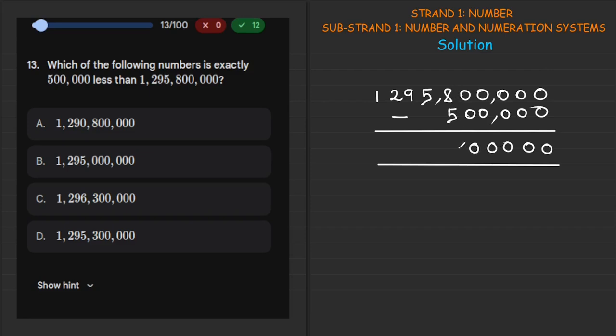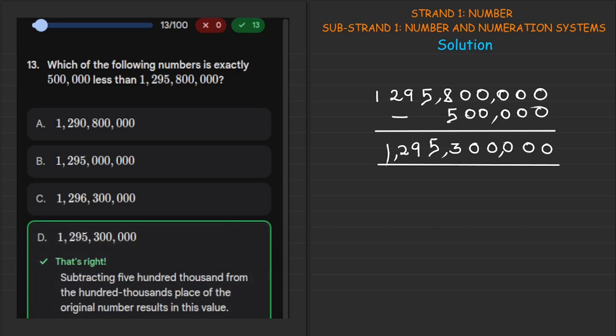Then we have 8 minus 5, which gives us a 3. These have nothing to subtract. So we have 5, then your 9, 2, and then 1. So it simply means our answer is 1,295,300,000, and that is D.